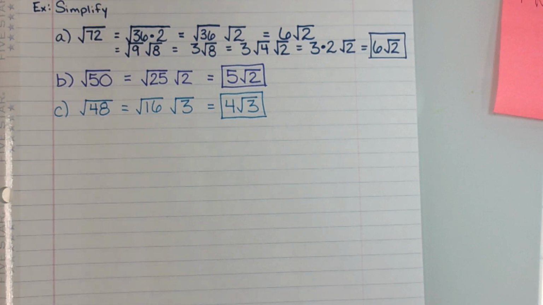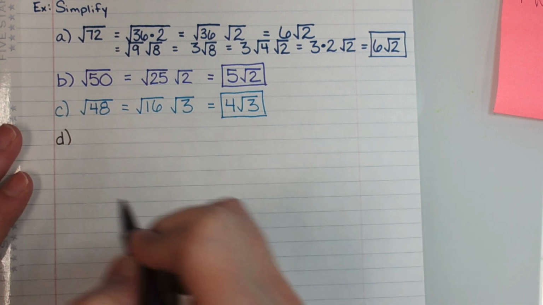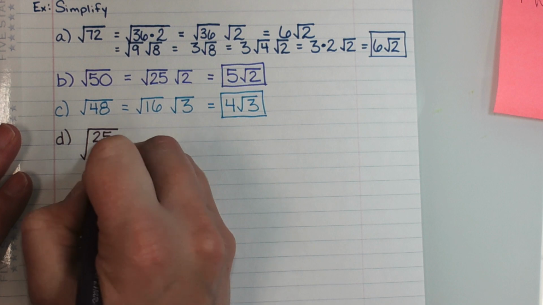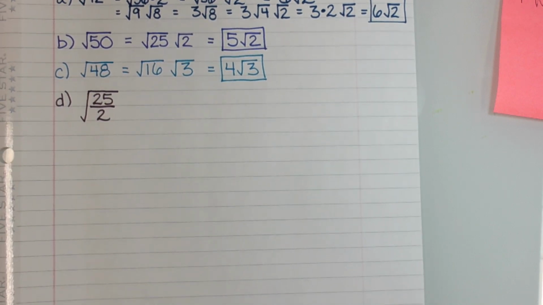So far this looking familiar? Something you've done before? Sometimes it's not just going to be a nice number inside the square root. Sometimes it'll be a fraction. Thoughts on how we can take the square root of a fraction?